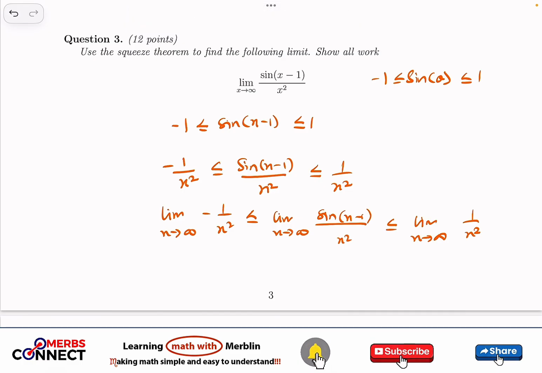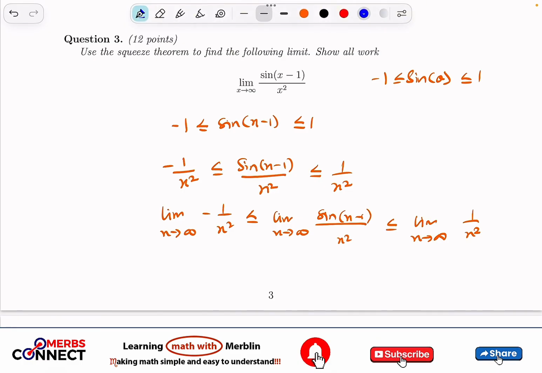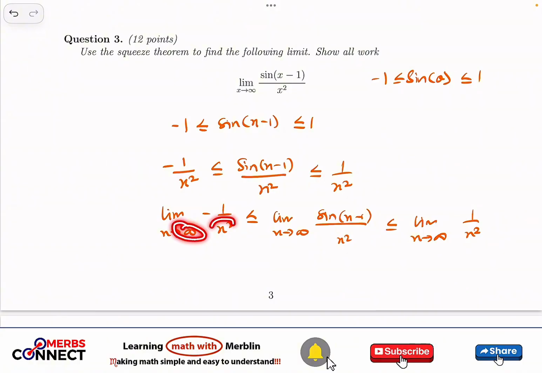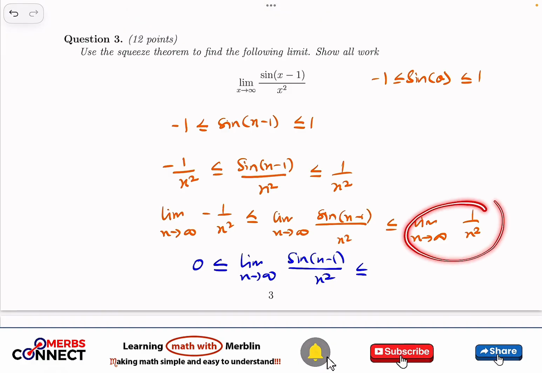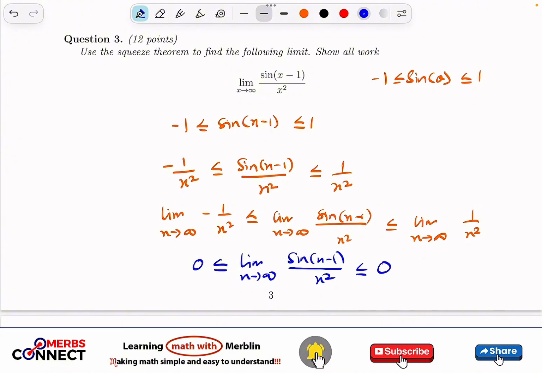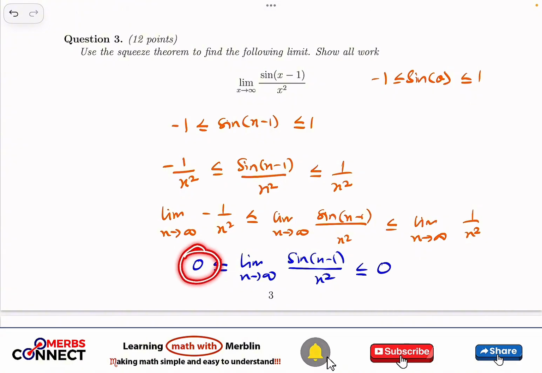Now limit here, when I decide to plug in infinity, infinity squared is still infinity, and 1 divided by a big number is going to give us 0. So you are going to have 0 less than or equal to limit x is approaching infinity sine x minus 1 divided by x squared, less than or equal to, then this one too is going to give us 0 as well. So this is also 0. So this is 0, this is 0.